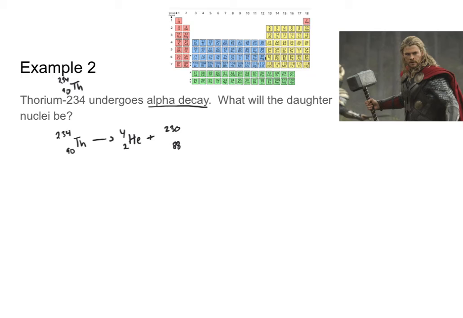Pulling up my periodic table, I can see that the element with atomic number 88 is right here. I believe that is radon. Let me go ahead and double check that for you so I'm not giving you false information. So that is actually radium, not radon. So thorium is going to decay into a helium-4 nucleus and radium. Let's do a couple more examples so you guys can see this process again. But again, I just want to remind you that our numbers on the top add up to one another, and that our numbers at the bottom stay equal to one another.